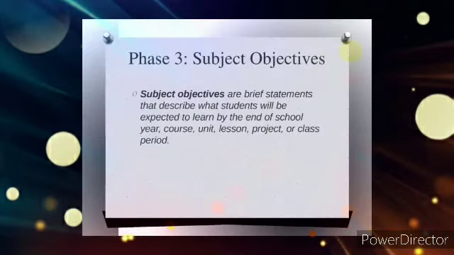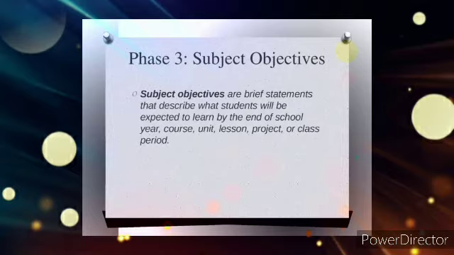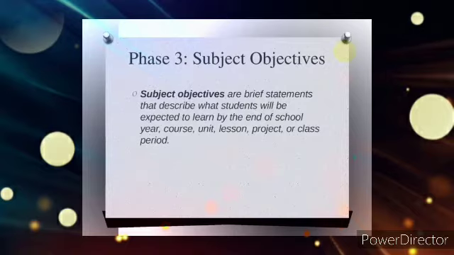So the third phase is subject objectives. So what is subject objectives? It is a brief statement that describes what students will be expected to learn by the end of a school year, course, unit, lesson, project, or class period. For example, this course is designed to prepare you for professional writing experiences. So you should identify the primary and secondary audience of a text, and craft texts which take into consideration the needs of your primary audience.